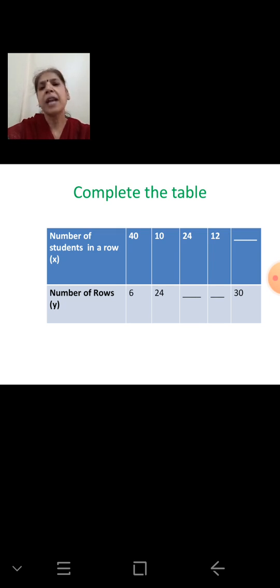If more students are in a row, then what does the teacher tell you? Make another row, join another line, make another row. So here the number of students in a row is taken as x. The number of rows is y. Now it is given, 40 students in a row, then 8 rows are there. And if 10 students in a row, 24 rows. Then we have to find the missing values.